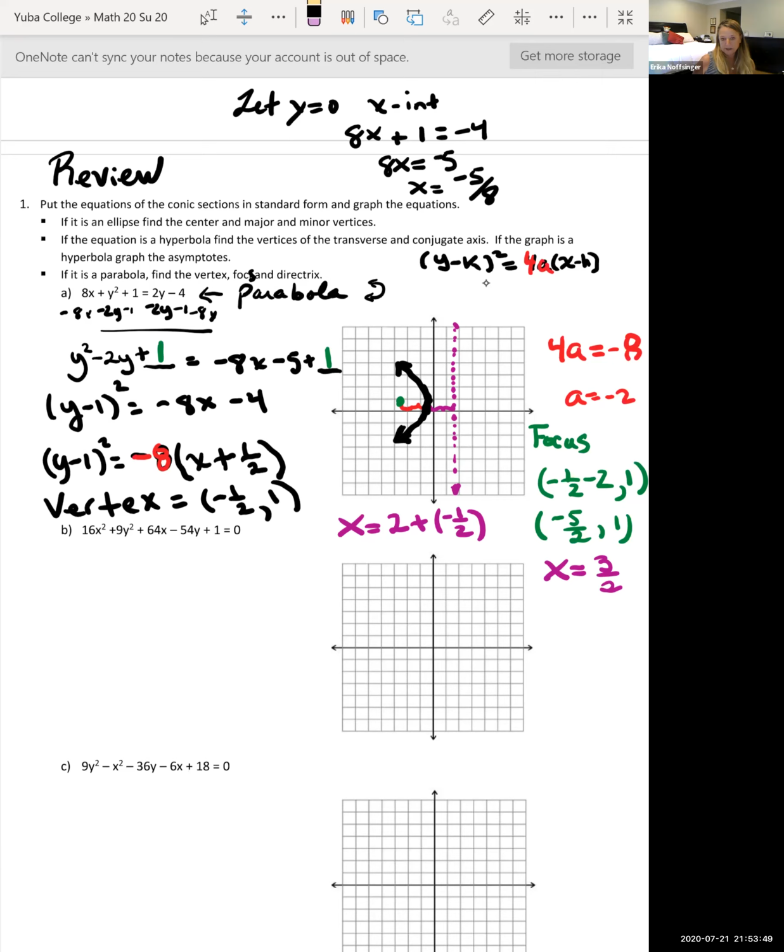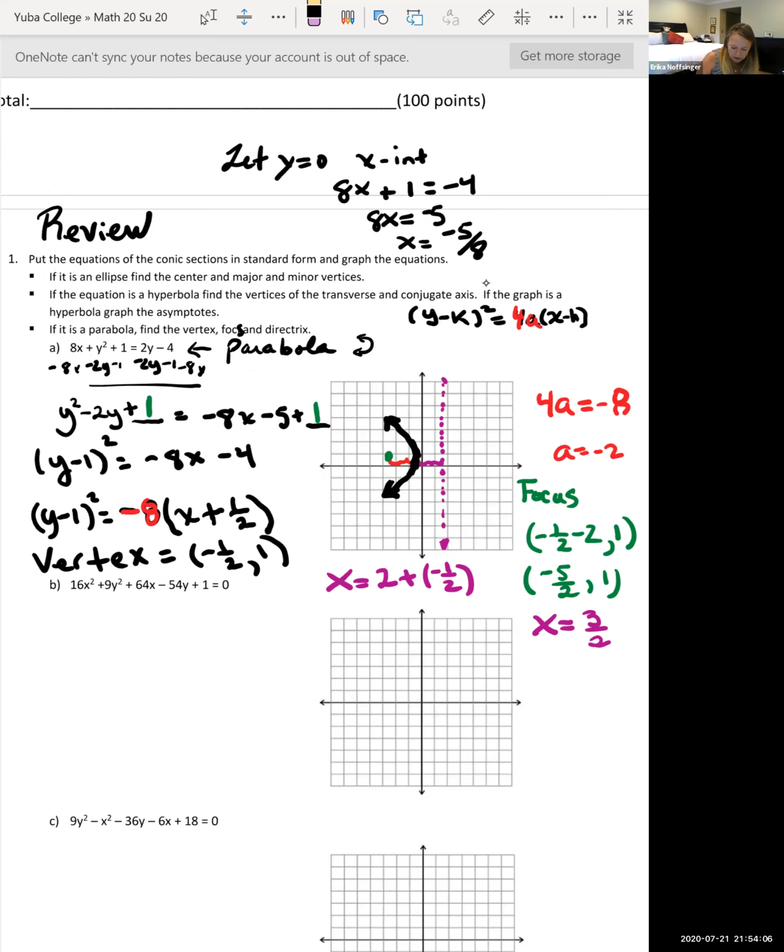Okay, so the next one, looking at it, 16x squared plus 9y squared plus 64x minus 54y plus 1 equals 0. Let's see if I can do this. It won't do that. Okay, I thought maybe it would grab it.